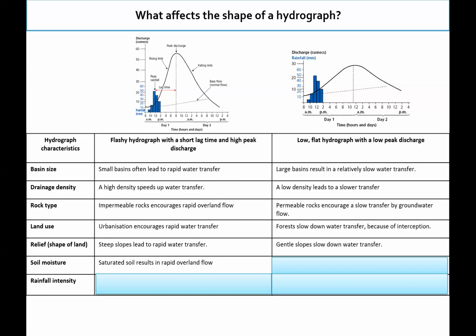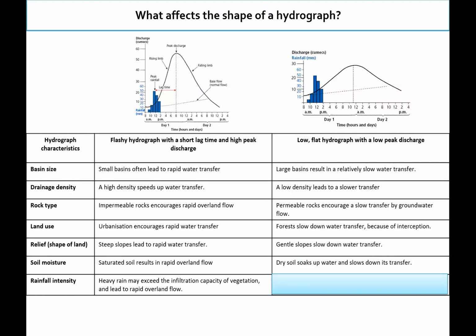Soil moisture, if soils are saturated, so full up, water flows across the surface. If they are dry, they can soak up water like a sponge. That water can infiltrate and not end up in the river. Rainfall intensity, so heavy rain means that water can't soak in, it's going to flow across the surface. And light rain means water is more likely to soak in, more likely to infiltrate and move more slowly to the river.